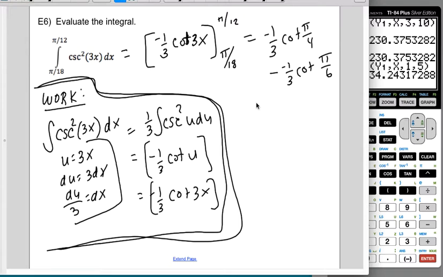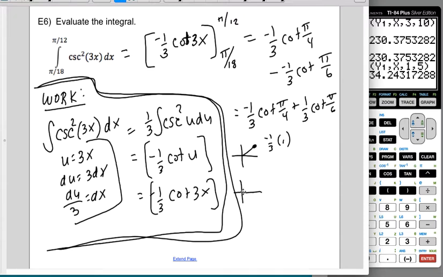Right? So now you're going to have to do a couple things that involve the unit circle, so good times. So I'm going to need the cotangent of pi over 4, and I'm going to need the cotangent of pi over 6. So you kind of got to know where those are. So here's pi over 4, right? Tangent and cotangent are both 1 at that point, right? So that's a 1. So this is negative 1/3 times a 1, right?